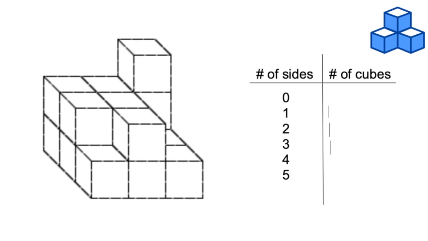Okay, so now let's move on to the second row of cubes on the bottom. So this first cube in the front that we see only has 1 side exposed. So let's put another tally for 1.